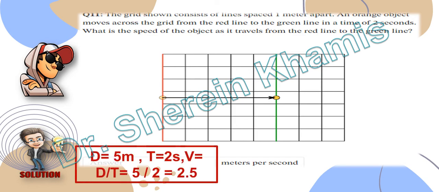We put distance equal to 5 meters, and we want to get the time. The time here will be 2 seconds. So we divide distance by time to get the speed. The distance is 5 meters in 2 seconds, from the red line to the green one, all the time is 2 seconds. So we divide 5 by 2, giving 2.5 meters per second.